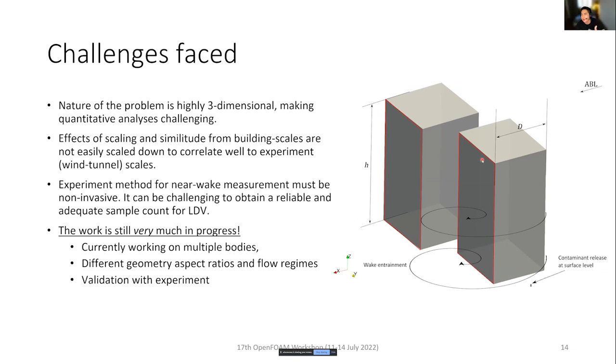Perhaps we could do some kind of a 2-point correlation or some kind of method to study the effects of this, and also the effects of scaling and similitude from building scales all the way down to wind tunnel scales may not correlate that well. The building that we're looking at is actually like 70 meters in height. So that may not correlate that well to the experiment and Reynolds numbers that we're looking at in the wind tunnel. And also the experimental method that we choose has to be non-invasive.